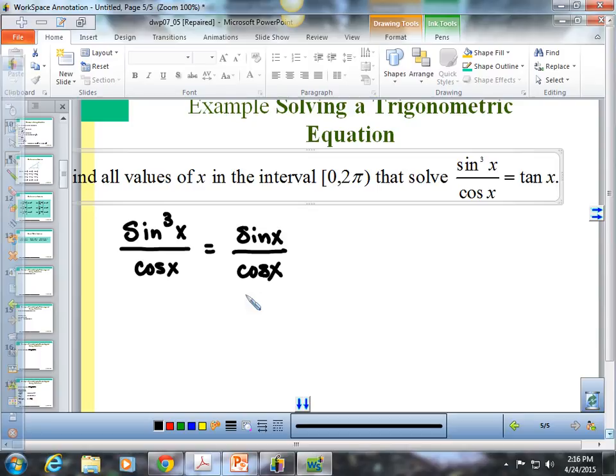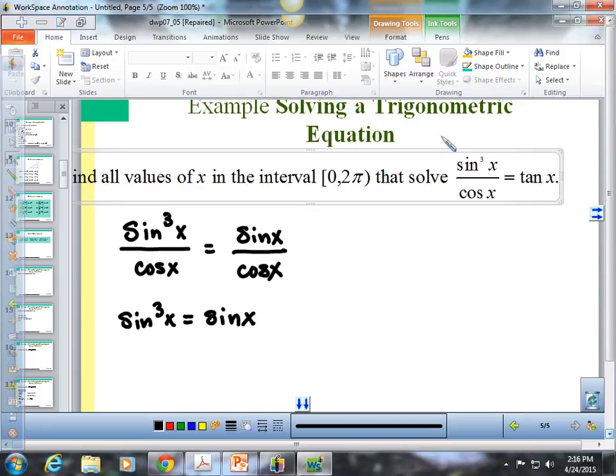Well, what do we already have here? We already have their bottoms are the same, right? Do we even need to worry about fractions anymore then? No. What's the equation we're trying to solve then now? Sine cubed x equals sine x, right? These two fractions are equivalent. Their bottoms are already equivalent. Their tops have got to be equivalent as well. Sine cubed x has the equal sign x.